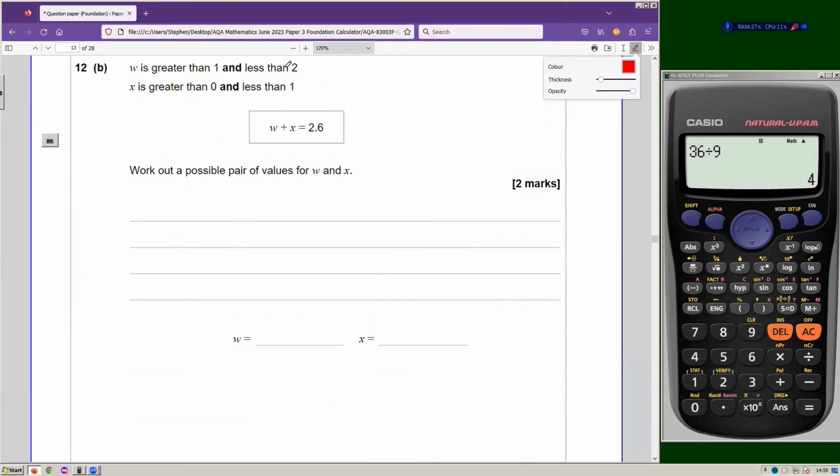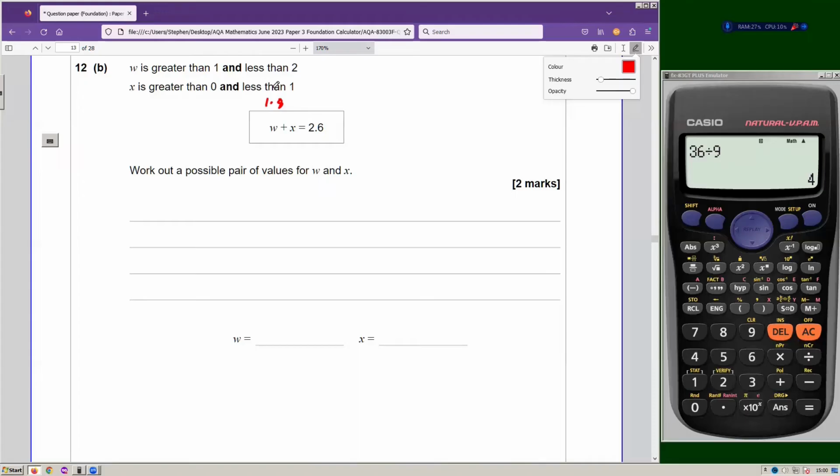W is greater than 1 and less than 2. X is greater than 0 and less than 1. Work out a possible pair of values for W and X. Okay, it's got to make 2.6. Why don't we just make W 1.8, because greater than 1 and less than 2 is our W.